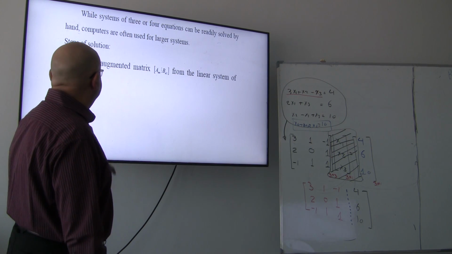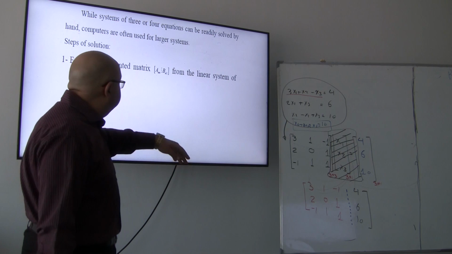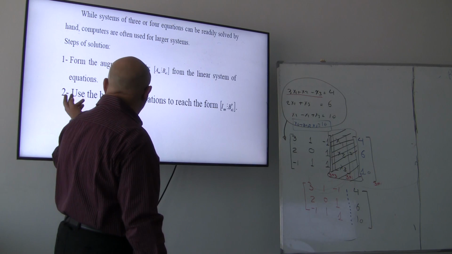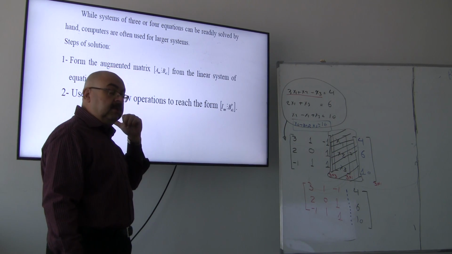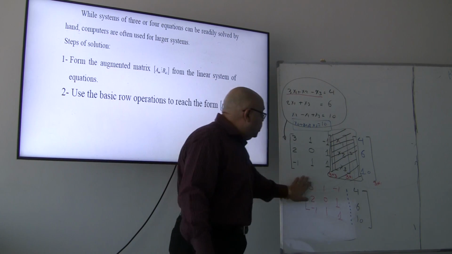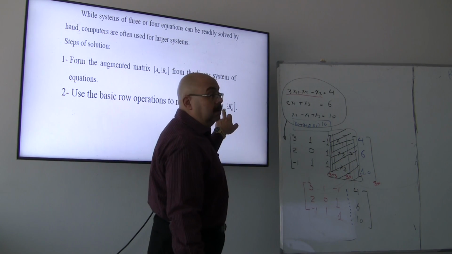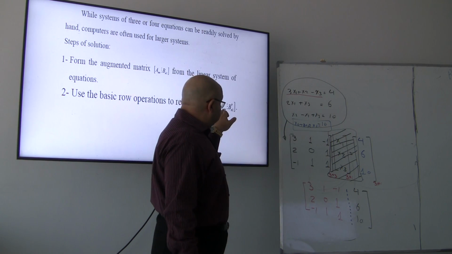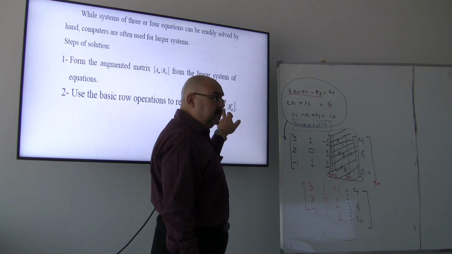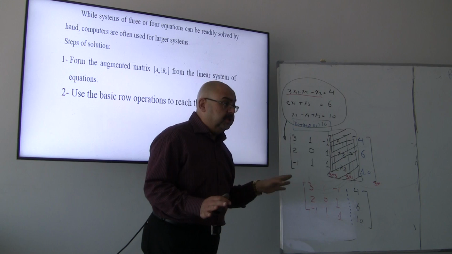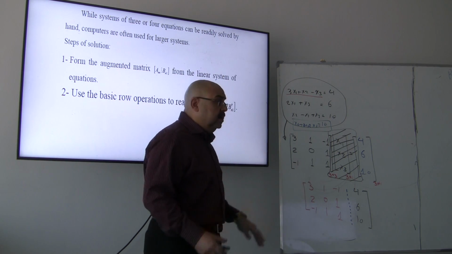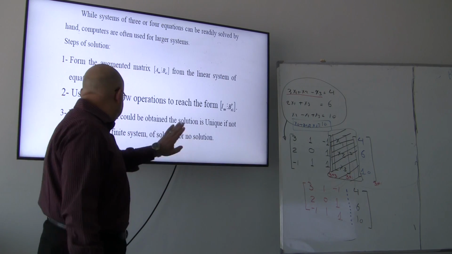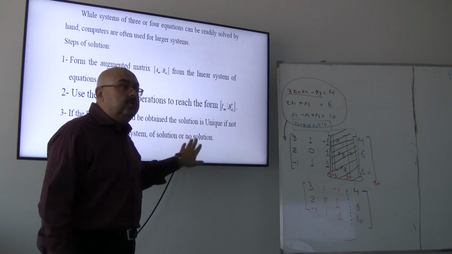Steps of solution. First of all, for any system of equations, you will have to form the augmented matrix. This is the augmented matrix that we are talking about. Step number 2, use the basic row operations in order to get what? To try to change this matrix to be the identity matrix, the I matrix. Once you reach the I matrix of the same dimension, those are the results of your equations. And we will see it and multiply it and everything. If the identity matrix could be obtained, the solution is unique. If not, you will have an infinite number of solutions or no solution.